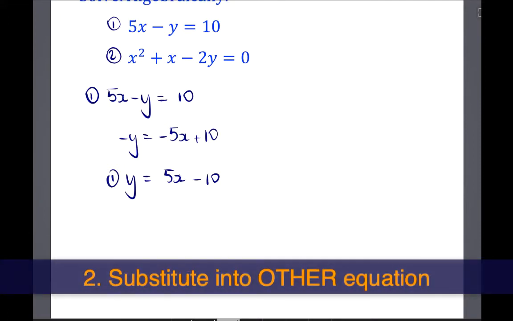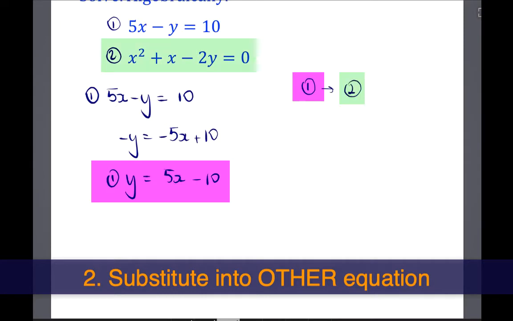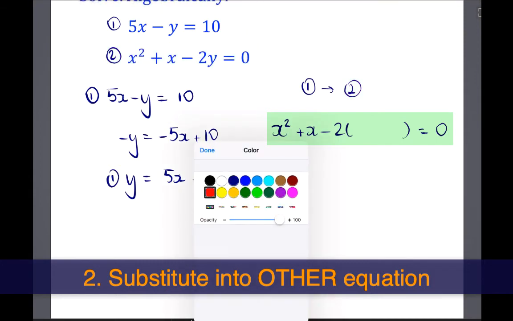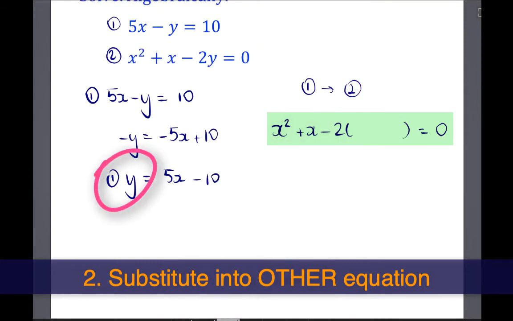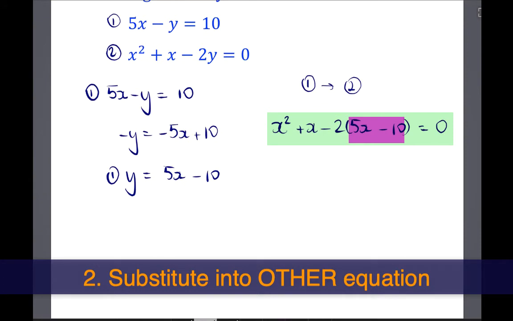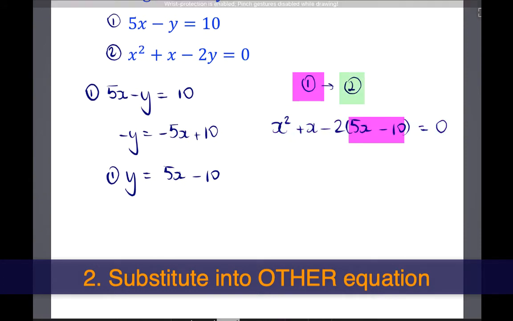So what I'm going to do now is say equation 1 goes into equation number 2. So I have equation number 2 says x squared plus x minus 2y equals 0. Now notice instead of a y, I wrote a set of brackets, but that is nowhere near enough room. What I want to do is instead of subbing in this y here, I want to sub in what the y equals. I want to sub in this 5x minus 10. So I'm going to literally take this 5x minus 10 and I am going to put it in the place of the y. So like that, I have subbed equation 1 into number 2.